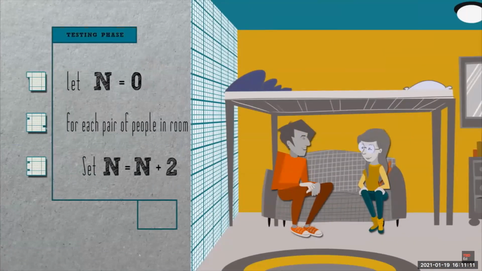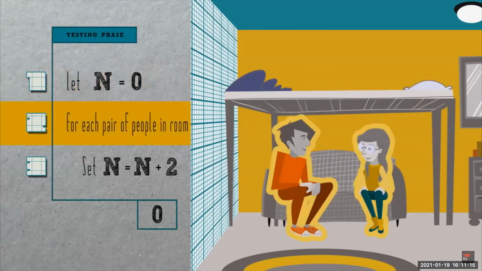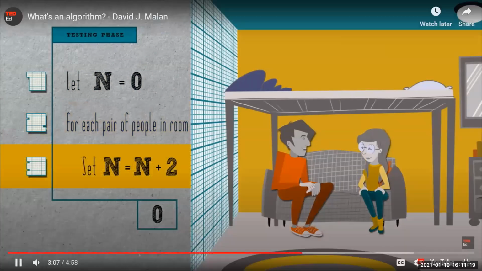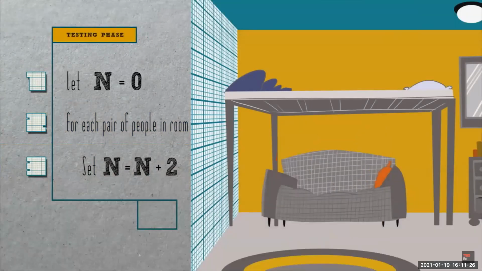Let's see. Does it work if there are 2 people in the room? In line 1, we initialize n to 0. For that one pair of people, we then increment n by 2. And so by this algorithm's end, n is 2, which indeed matches the number of people in the room. Suppose next that there are 0 people in the room. In line 1, we initialize n to 0. As before, line 3 doesn't execute at all since there aren't any pairs of people in the room, and so n remains 0, which indeed matches the number of people in the room.